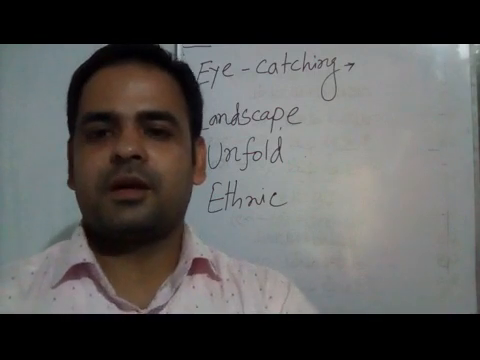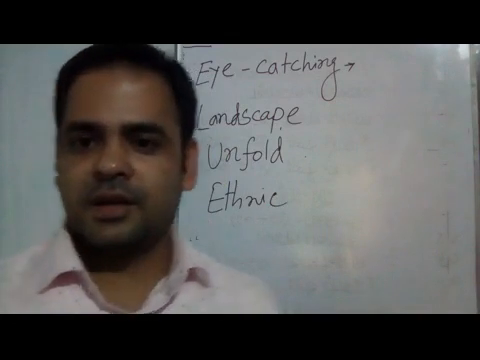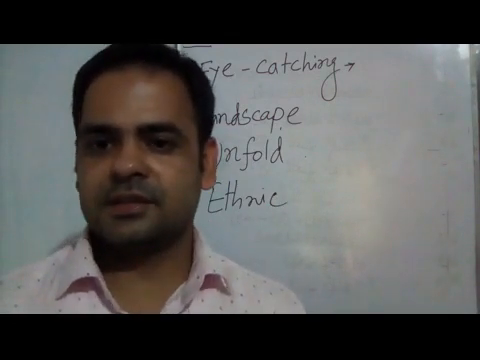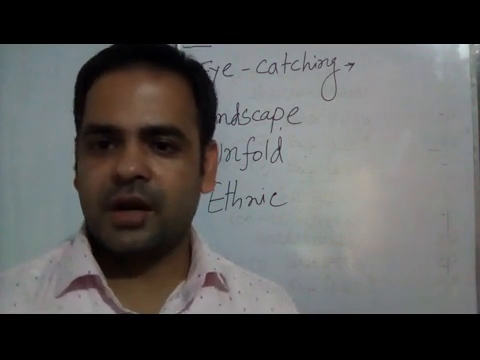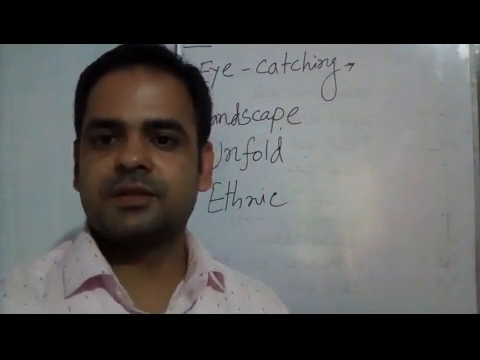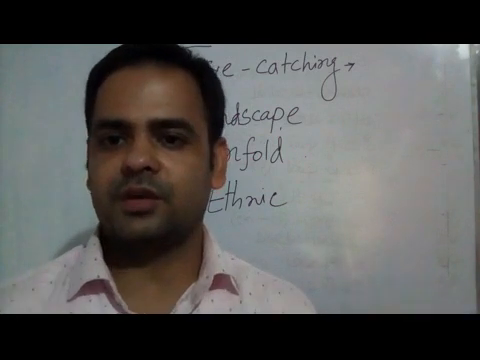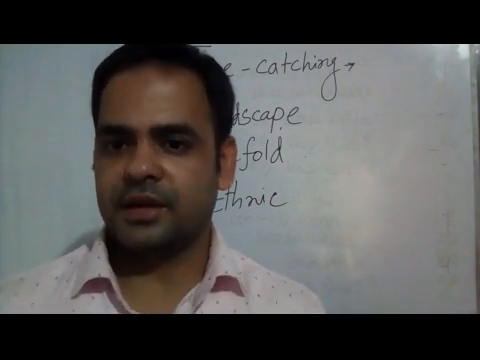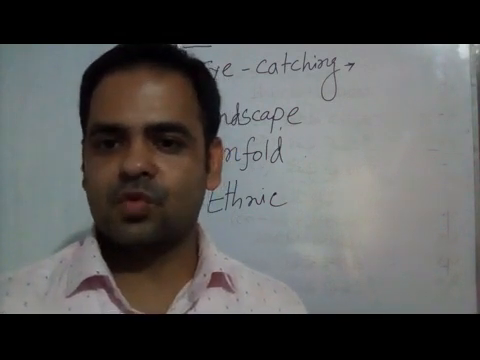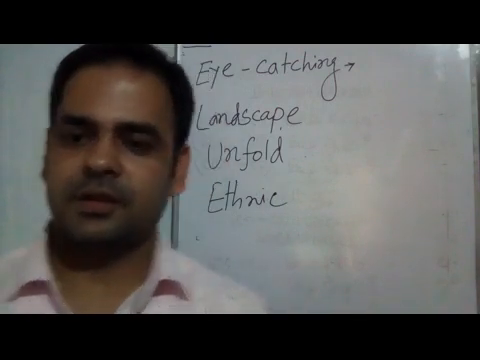Okay. And number 2, landscape. Landscape is everything you can see when you look across a large area of land. That means ভূপ্রকৃতি। যখন তুমি একসঙ্গে অনেক বড় একটি জায়গা দেখো তখন ওই জায়গাকে বলা হয় ল্যান্ডস্কেপ। For example, barren landscape, wooded landscape, fertile landscape, etc.